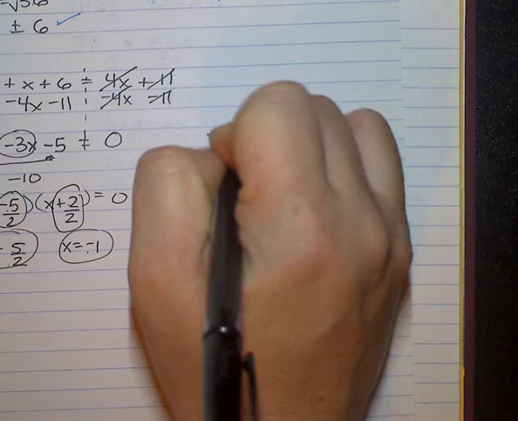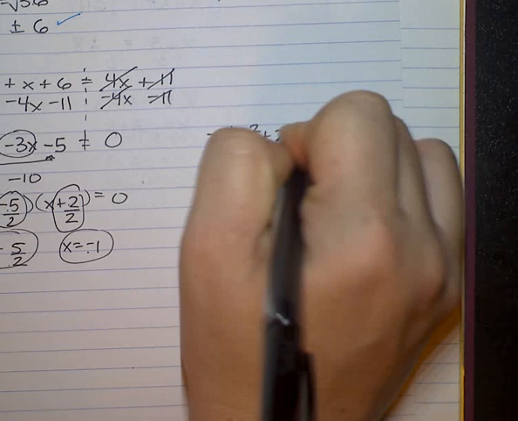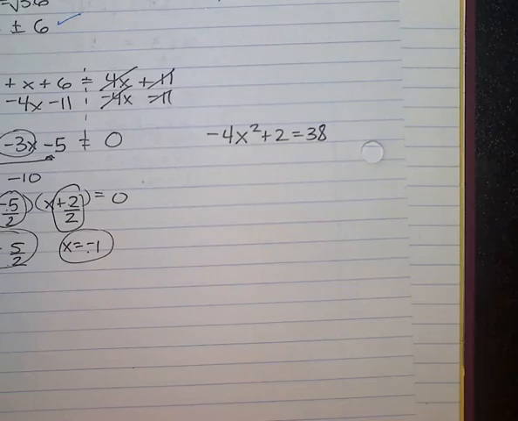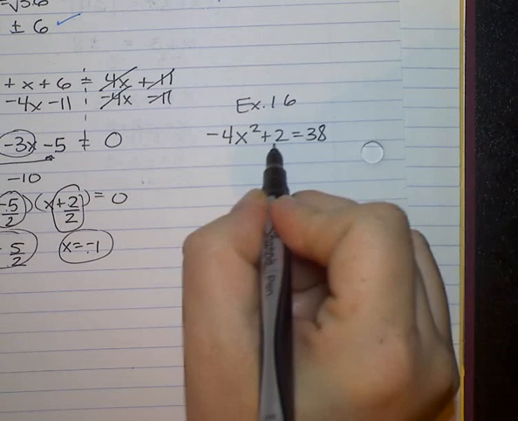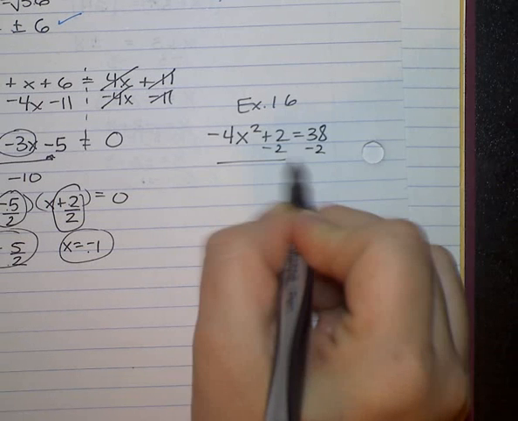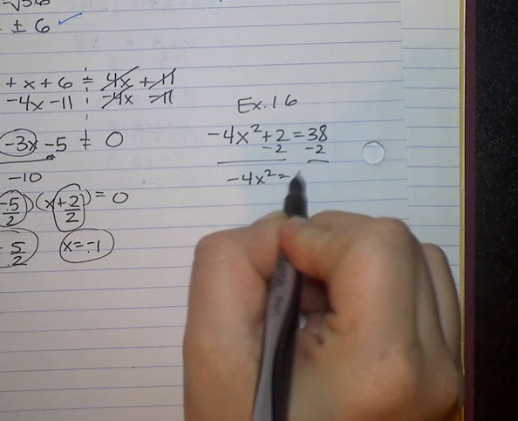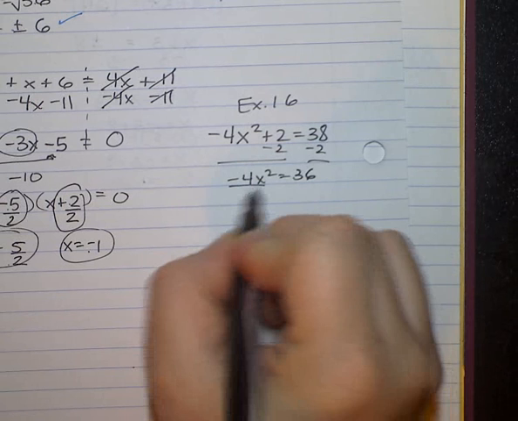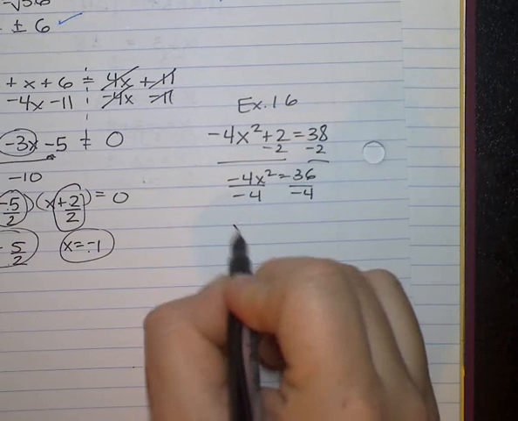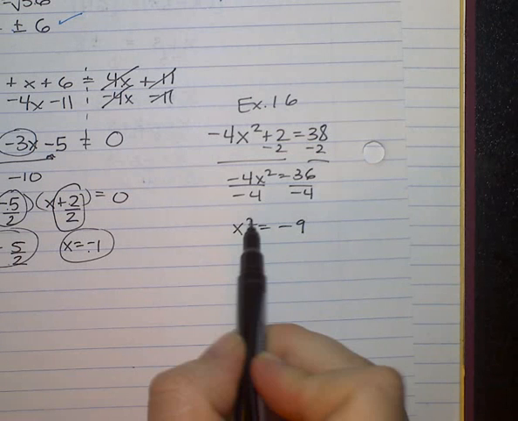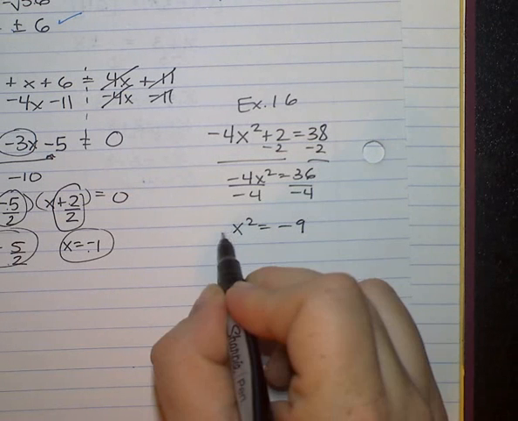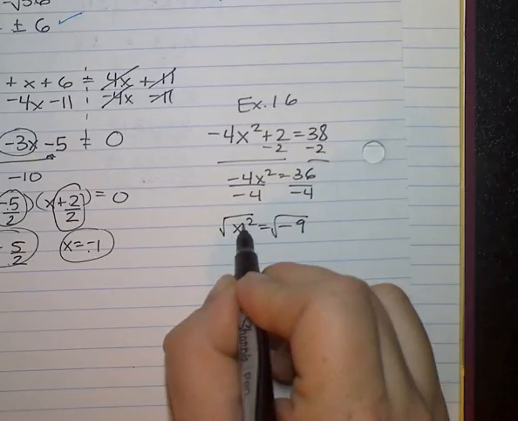Negative 4x squared plus 2 equals 38. So this is example number 16. Okay, first step is move 2 to the opposite side. Then divide both sides by negative 4. This tells us we will have two answers. So I'm going to choose to square root both sides as a way to cancel out the 2.